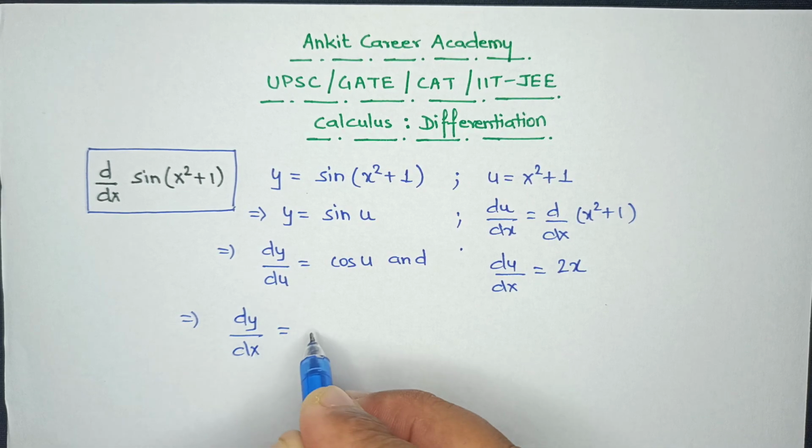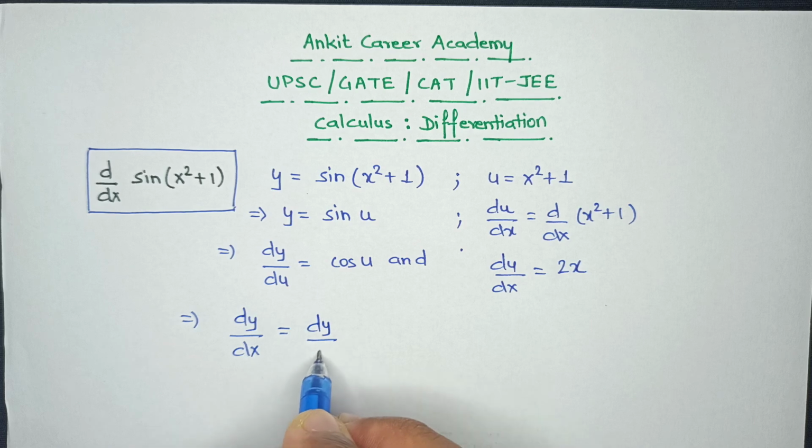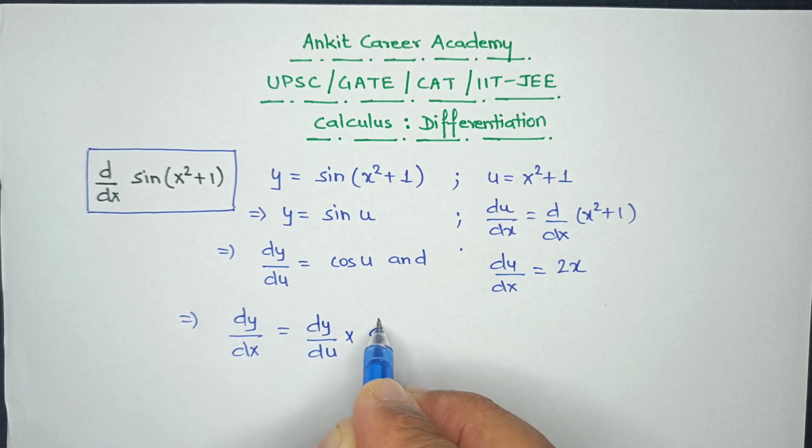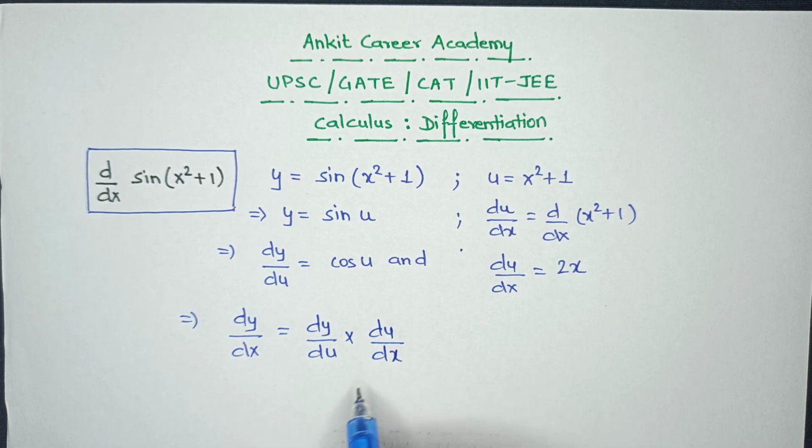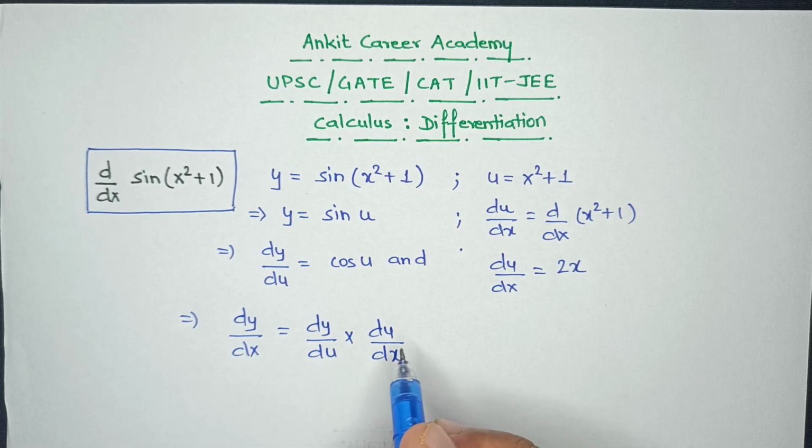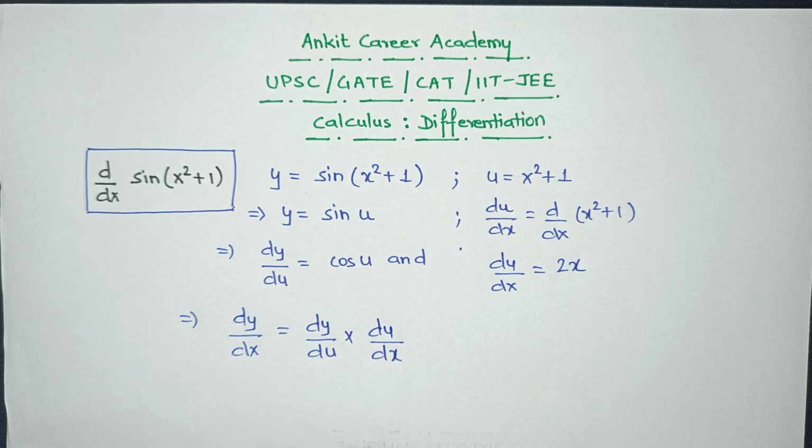So if we need to calculate the value of dy upon dx, that can be written as dy divided by du multiplied by du divided by dx. As you can see, du and du will get cancelled out. Eventually what we have is the value of dy by dx.